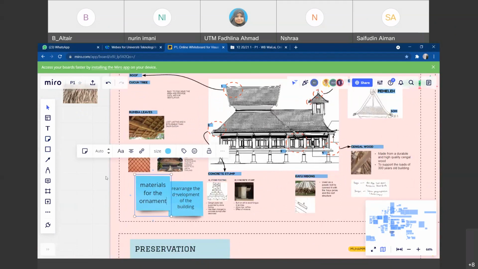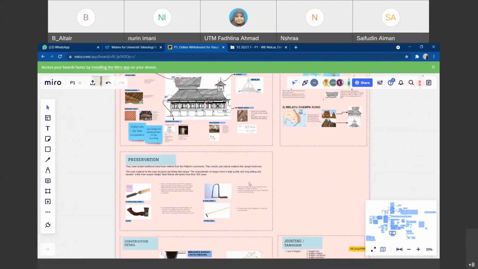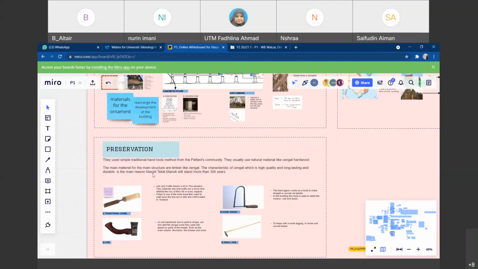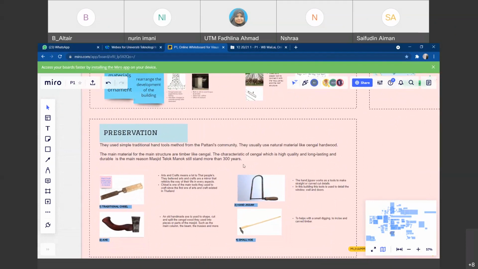Okay, all right. Can I continue, Doctor? Yes. All right, and then move along to the preservation or the types of tools they use. For this building, they use simple traditional hand tools made by the Patanese community. Most of the hand tools are made by the Patanese community. They usually use chengal wood, as I mentioned before, and the main material of the structure is timber. Okay, and then the characteristics of chengal. Why they use chengal?